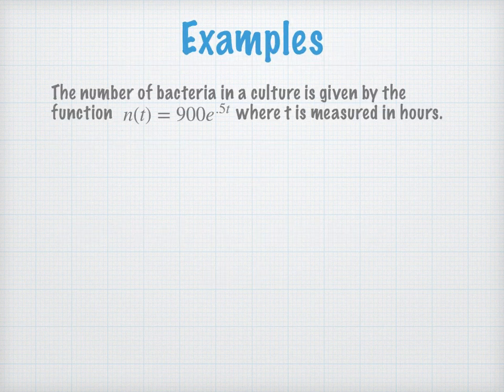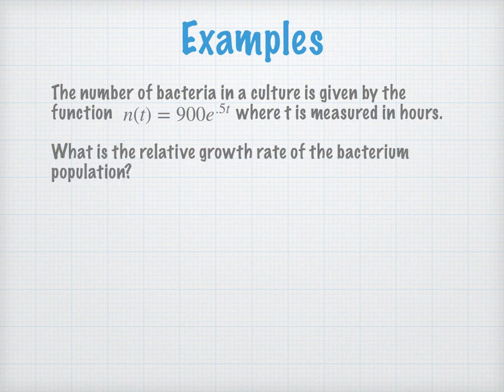Let's look at our first example. The number of bacteria in a culture is given by the function n of t equals 900 times e raised to the 0.5 t, where t is measured in hours. What is the relative growth rate of the bacterium population? Well, the growth rate is the value of r. So it's what we have up in our exponent that we're multiplying with t. So our relative growth rate would be 0.5.